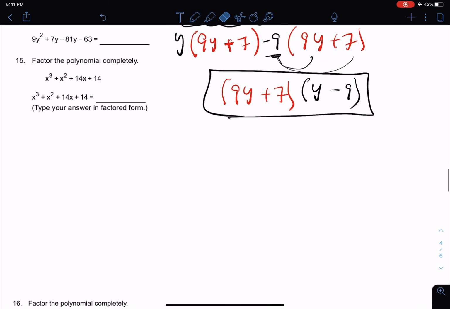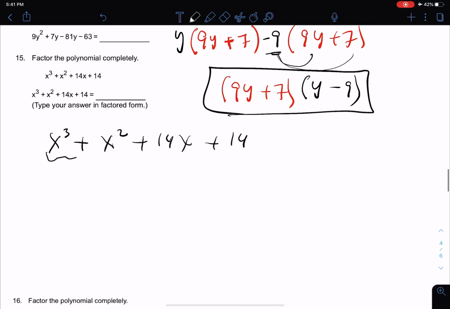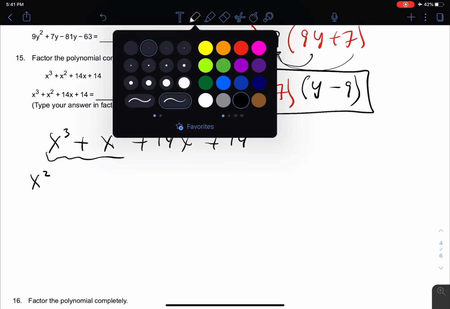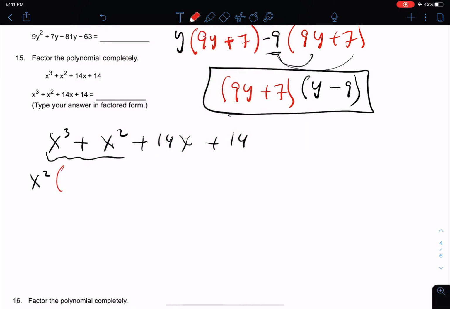We'll write right here x cubed plus x squared plus 14x plus 14. Look at the first two terms. Factor out an x squared, the greatest common factor of just those two terms. What is left? x plus 1. We have to get an x plus 1 for this to work.